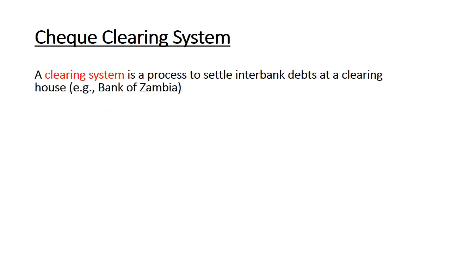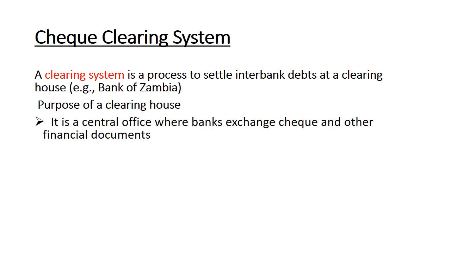So next we look at the check clearing system. What is a check clearing system? A check clearing system is a process that is used to settle interbank debts at the clearing house. Our clearing house is Bank of Zambia. So what is the purpose of the clearing house? The first is that it is a central office where banks exchange checks and other financial documents.